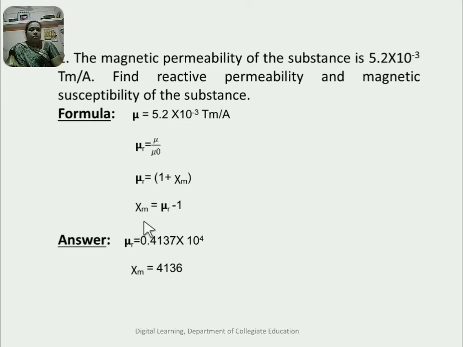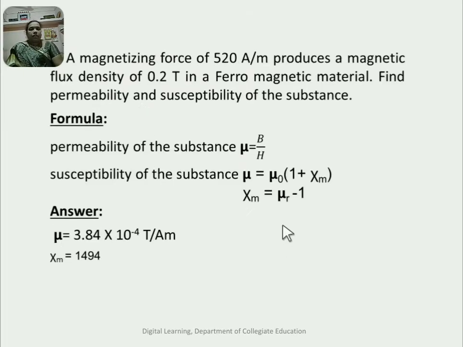Then using this formula, psi is equal to mu r minus 1. Mu r is calculated by using the previous formula. So after substituting the mu r value in this equation, we get the answer for the magnetic susceptibility of the substance, that is 4136. Okay. The next question.